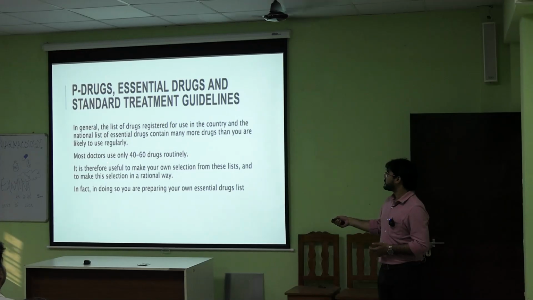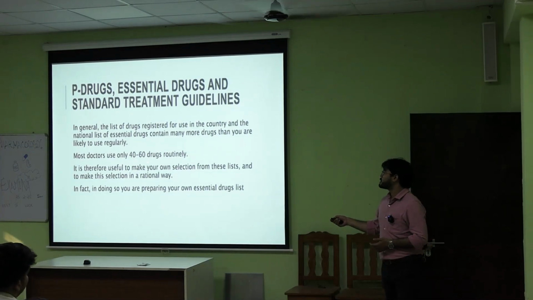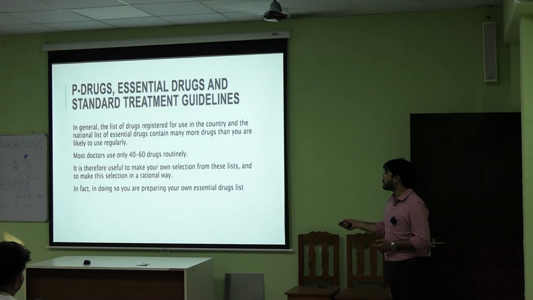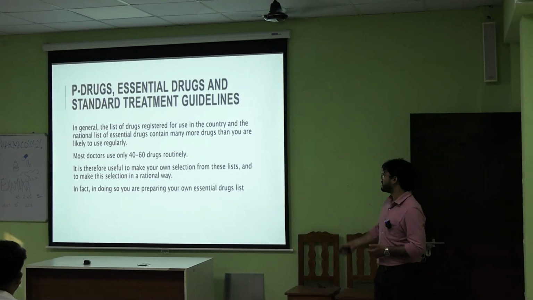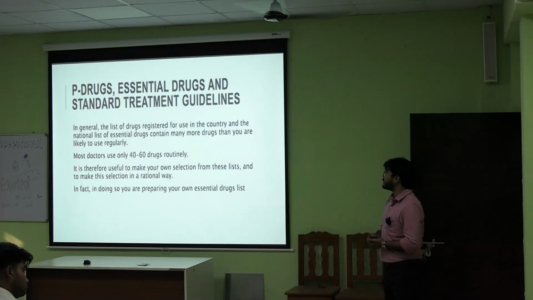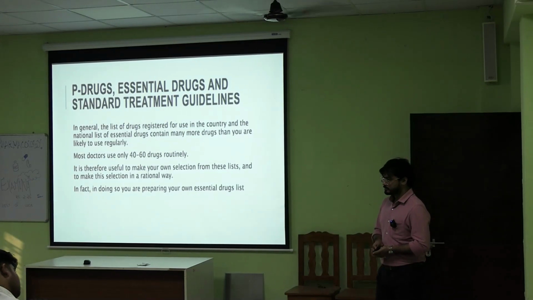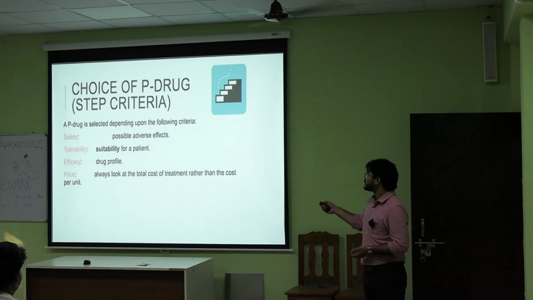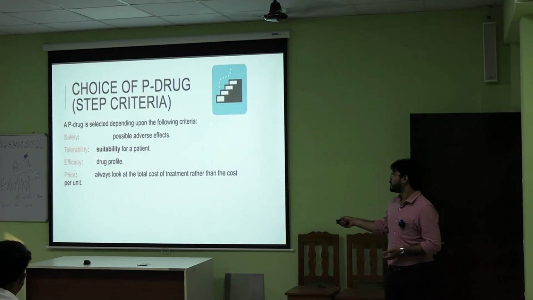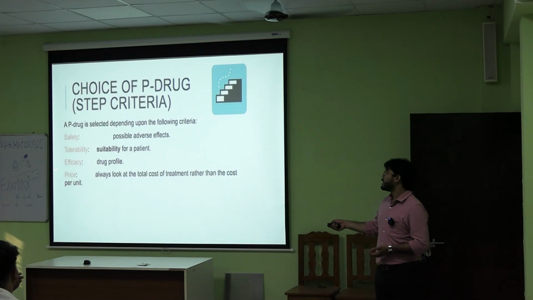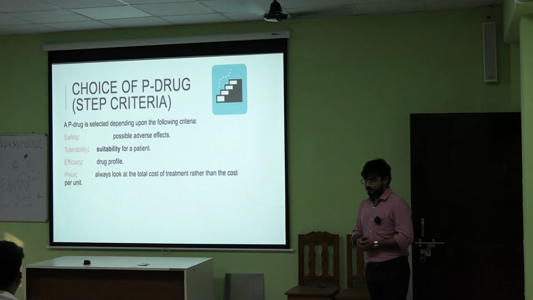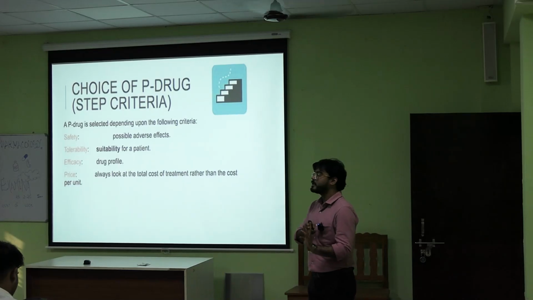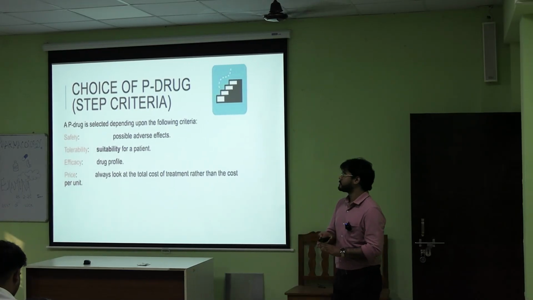See, most of the doctors use 40 to 60 drugs routinely. It is therefore useful to make your own selection from this list and to make the selection in a rational way. Now see, as I have told, the choice to give a P drug is safety, tolerability, efficacy and price. ठीक है, ये 4 पॉइंट याद रखना है. सेफ्टी, टॉलरेबिलिटी, एफिकेसी एंड प्राइस. ठीक है.